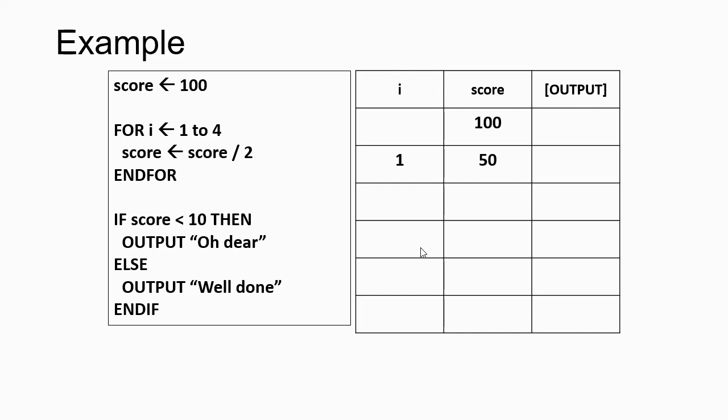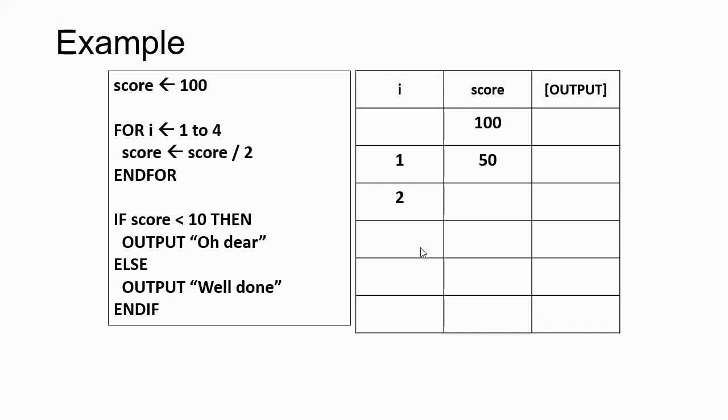Okay, then the next line is end for. So at that point, this is where we need to jump back up to the start of our for loop and see if we need to iterate again. So I is going from 1 to 4. I is 1 at the moment. It's going to keep going until it gets to 4. It's not 4 yet, so we need to add 1 to I. So I changes from 1 to 2.